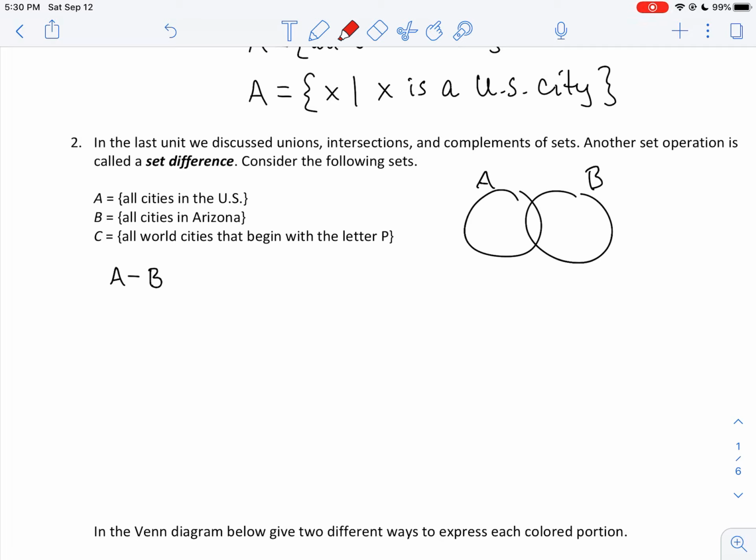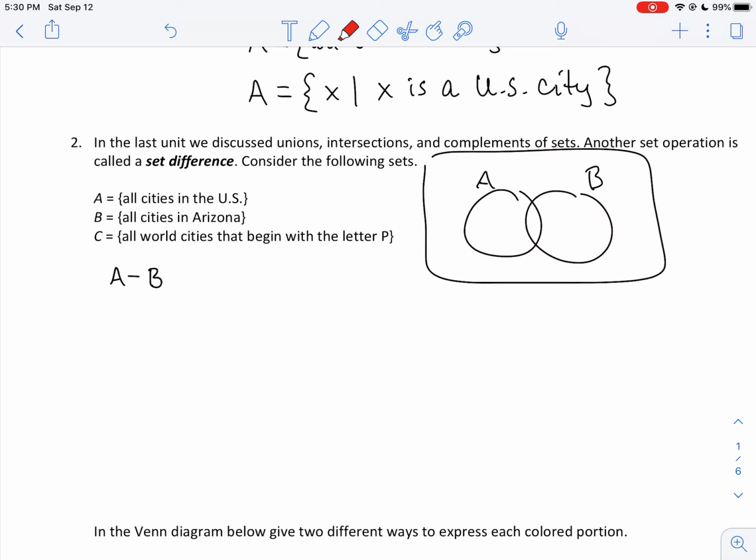The complement of A, if you remember, there's going to be some greater universe in which these sets reside, and the complement of A stands for everything that's not A. Right? So you would be everything in the universe that's not in A. We'd call that the complement of A.